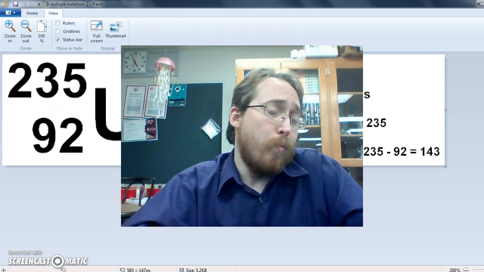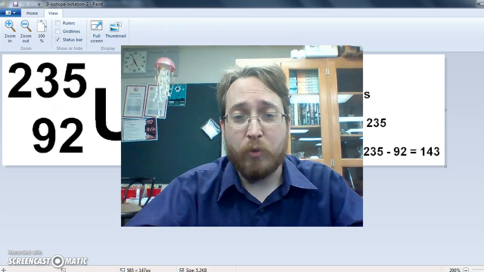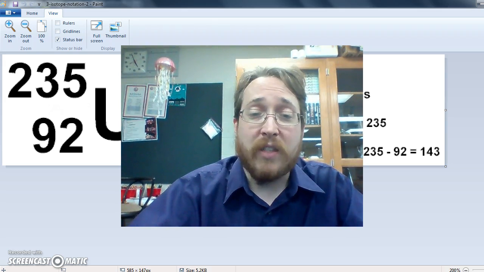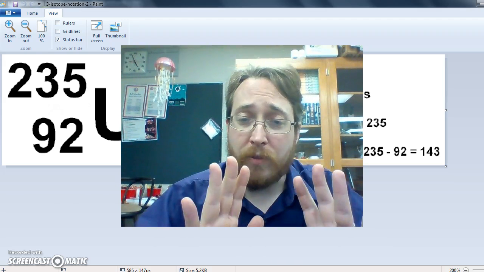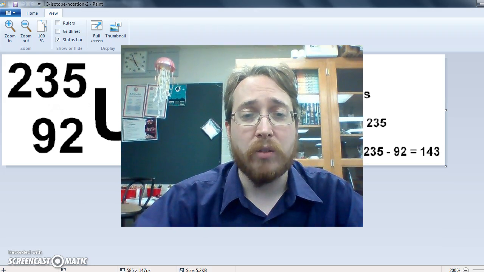And there can sometimes be quite a variety of different isotopes for a particular element. All of the isotopes of that element will have the same number of protons, always, because an element is always defined by its number of protons. So, for instance, carbon always has 6 protons.